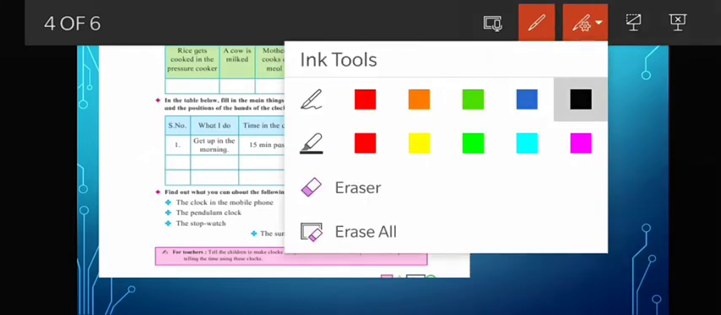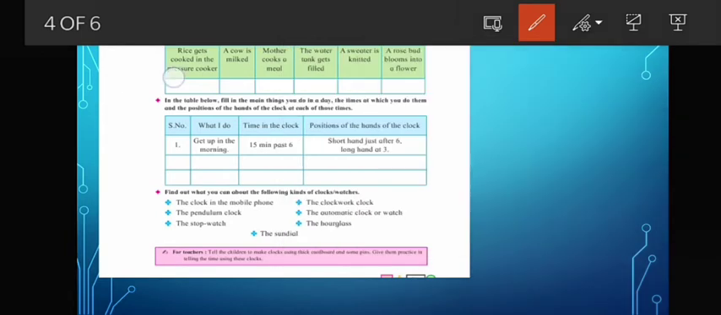I think 10 minutes. According to me, 10 minutes. 7 to 8 minutes or 10 minutes. 10 minutes. Let's write 10 minutes. A cow is milked. How many minutes will it take to milk a cow? The milkman, when he is milking the cow, how much time will it take?